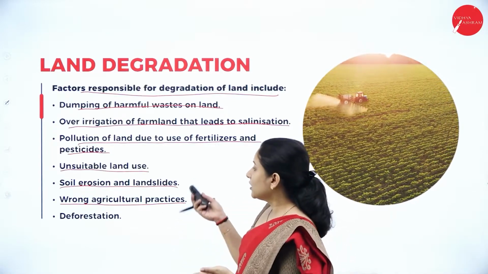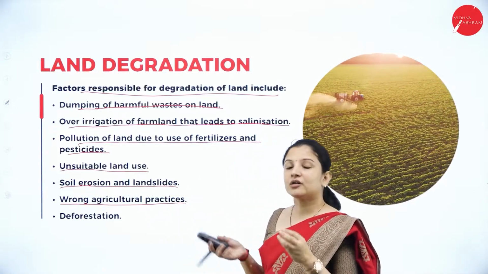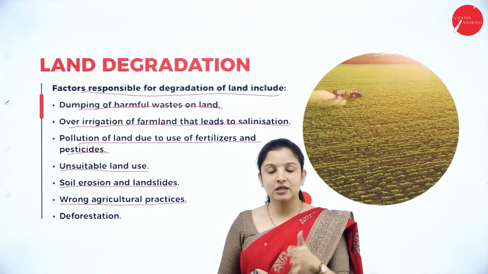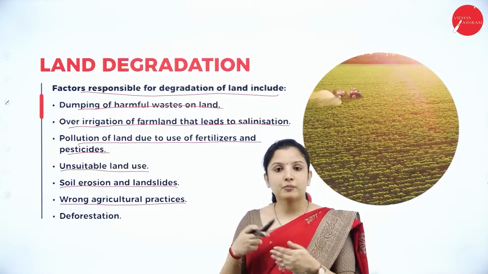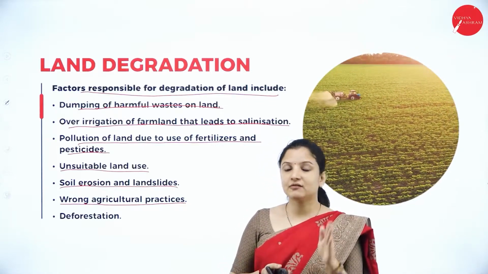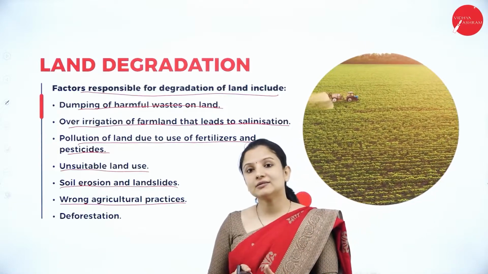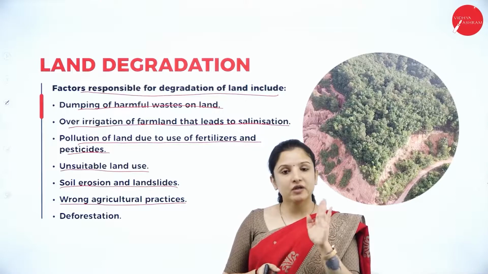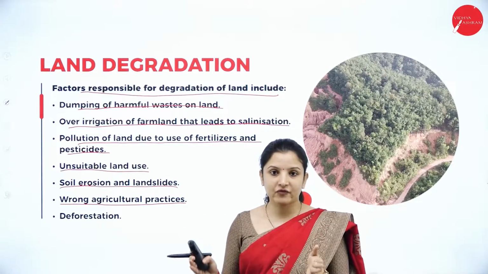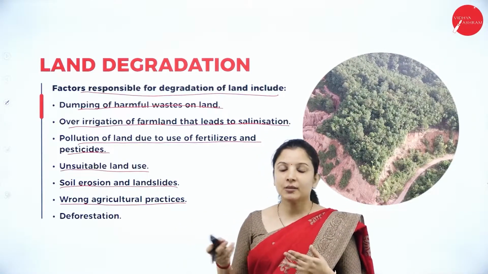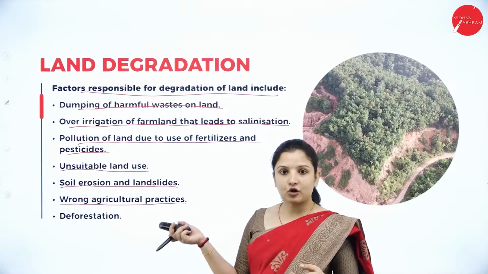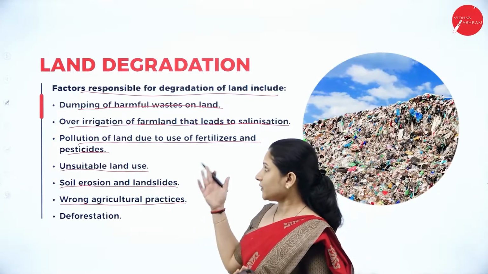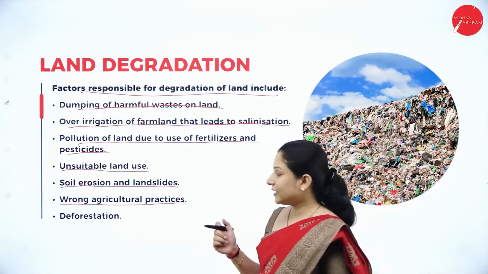So therefore, wrong agricultural practices or continuous growth of crops. We should not grow crops continuously. We have to either go in for mixed cropping, wherein one season we need to grow one kind of crop, the other season we need to grow another kind of crop so that the soil replenishes, or we need to give at least a few months of gap so that the soil replenishes. But continuous growing of crops and other wrong agricultural practices also have led to land degradation.